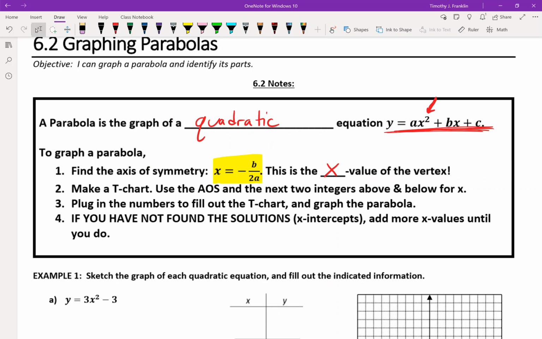Now, part of the reason we graph these is to find the solutions, which are the x-intercepts. And so if we haven't found the x-intercepts or the solutions after this first process, we must add more x values until we find them.